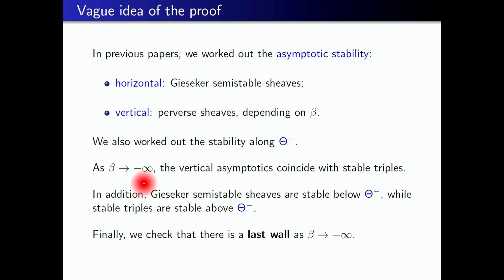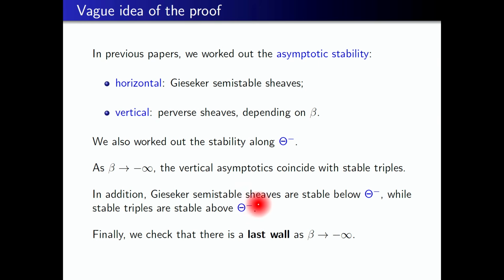So as beta becomes sufficiently negative, the vertical asymptotes will coincide with the stable triples, which coincide with the PT stable objects. Okay. So we first show that asymptotically, we characterize what are the asymptotically stable objects when beta is very negative or alpha is very positive.